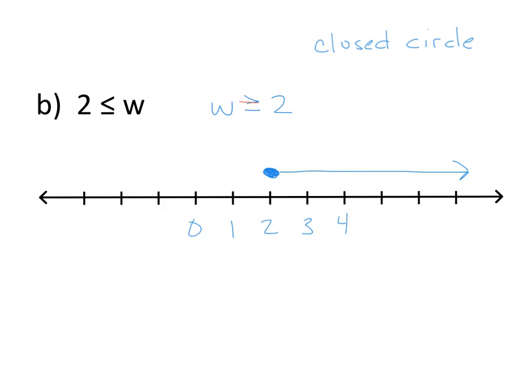Okay, so now a closed circle means it's part of the solution. Okay, so 2 is an answer, 3 is an answer, 4 is an answer. Not 1, not 0, because there's no shading there.